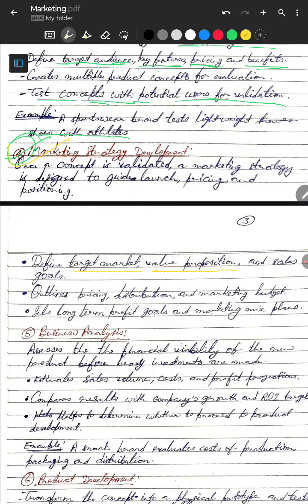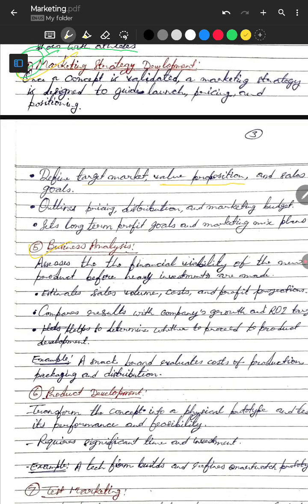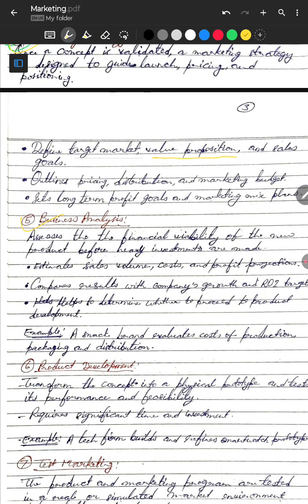Now we have to move to the next stage, that is business analysis. So now the fifth stage is business analysis. What do we do here? Business analysis assesses the financial viability of the new product before heavy investments are made. So we have to analyze the financial viability, meaning whether after investing a heavy amount in the new product development, it is going to provide a return on the investment or not.